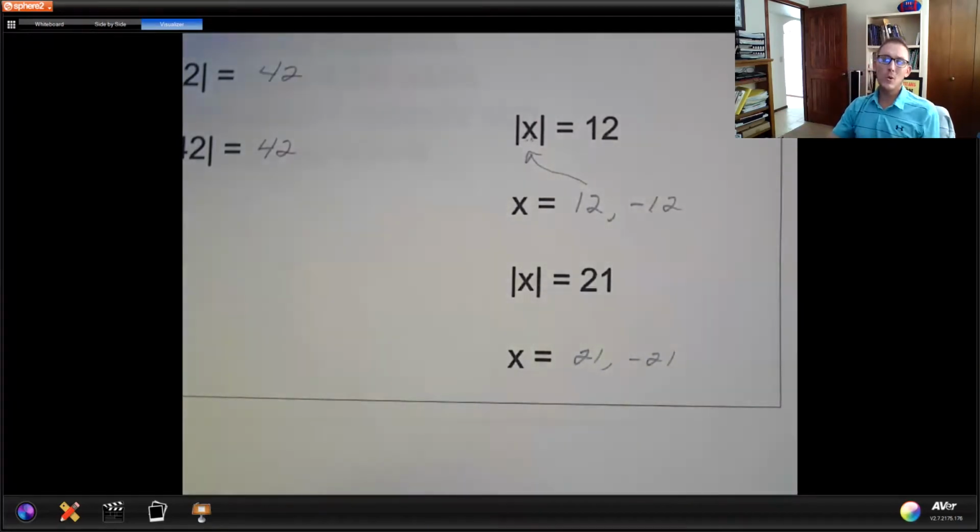All right. So we understand that there's going to be two answers when we're dealing with absolute value equations, and that's because the positive and negative version of whatever comes out of that absolute value bar can always equal 12 or 21 or whatever it might be. Now, if there's more than just an x in there, those numbers aren't going to be the same because the number inside the absolute value bars will impact it one way or the other.